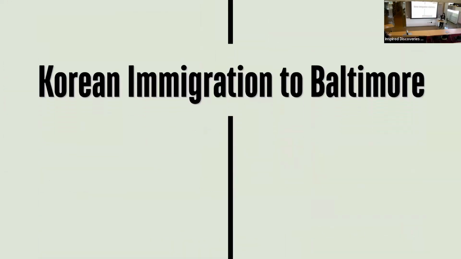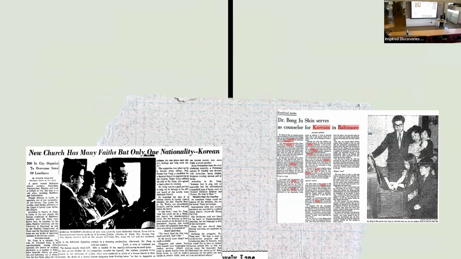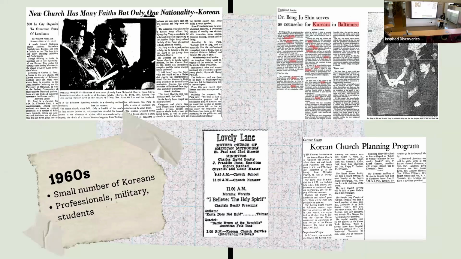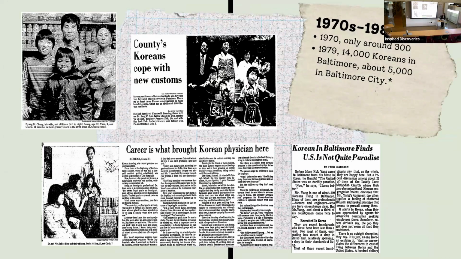So to look more specifically at Baltimore, prior to 1965, when the Immigration Act came in, only a small number of Koreans settled in Baltimore, and a majority of them came to the United States as professional students or due to their involvement in the U.S. military. We saw a significant increase after the 1965 Act, and in 1979, there were approximately 14,000 Koreans in Baltimore in general, and about 5,000 in the city. They constituted the largest Asian community in Baltimore in the 70s.